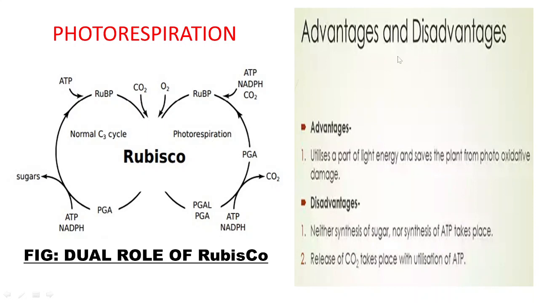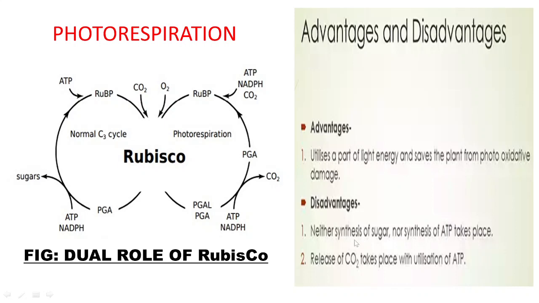Now, what are the advantages and disadvantages? The advantage is that it utilizes a part of light energy and saves the plant from photooxidative damage. Sometimes excess light energy might damage the plant cells. Oxidation of the plant cells might take place, thereby causing yellowing, and the chlorophyll might get damaged. Due to photorespiration happening, a part of the light energy is absorbed during this process. So thereby the plant cells are protected.